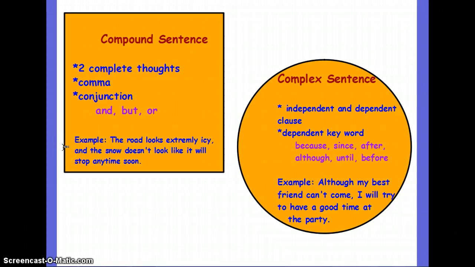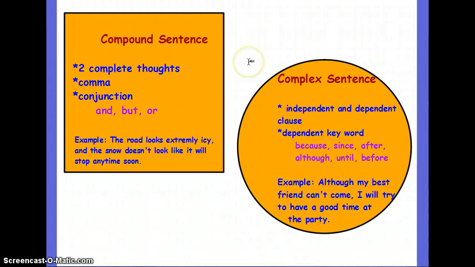Now let's read the second half to make sure that we have another complete thought. And the snow doesn't look like it will stop anytime soon. The snow is my subject, doesn't look like it will stop is my predicate. There you see a compound sentence, two thoughts joined together with a comma and a conjunction, which is a little different than a complex sentence.